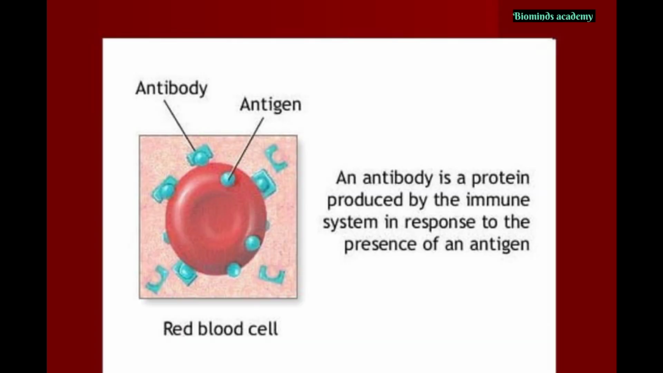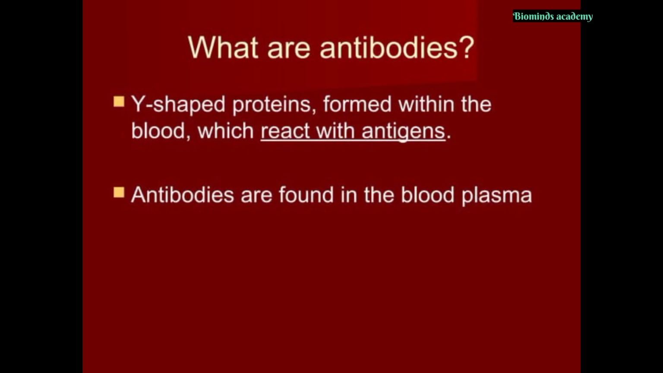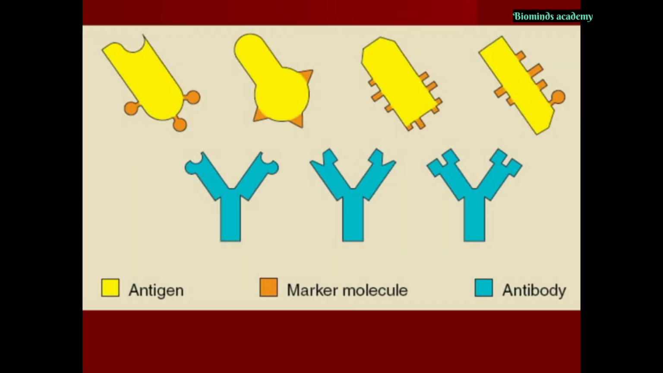The image shows the RBC having the antigen, and the antibody is present in the plasma. An antibody is a protein produced by the immune system in response to the presence of the antigen. Antibodies are Y-shaped proteins formed within the blood which react with the antigens. They are found in the blood plasma. The image depicts the interaction between the antigens and the antibodies.